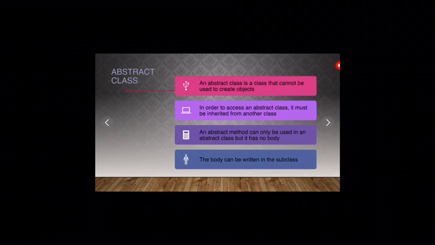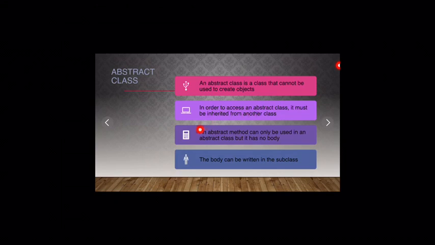So what is an abstract class, right? This is a very simple concept that, when I was first learning it, was very hard to understand. But now that I know the main concept, I can explain it to you so that you can understand. An abstract class is a class that cannot be used to create objects. Second thing, in order to access an abstract class, it must be inherited from another class.